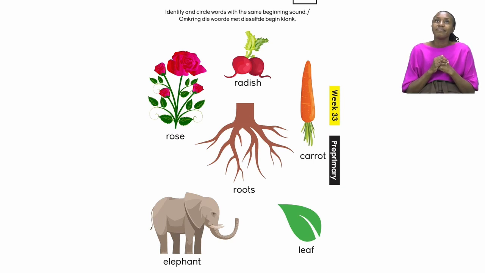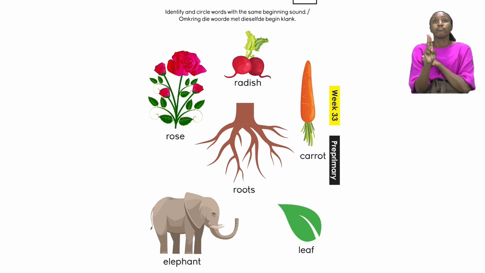On page 11, we're going to identify and circle the words that have the beginning sound. Remember, these words are important because they show us that they are related. So, keep your ears wide open. We have some pictures to help us today. We have a picture of a rose. Rose. Then we have a picture of radish.